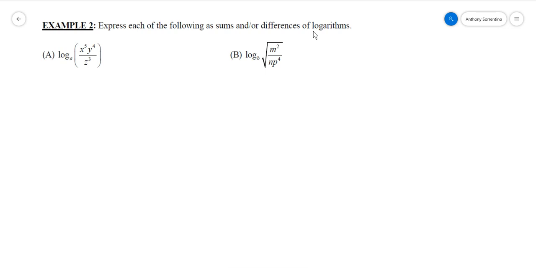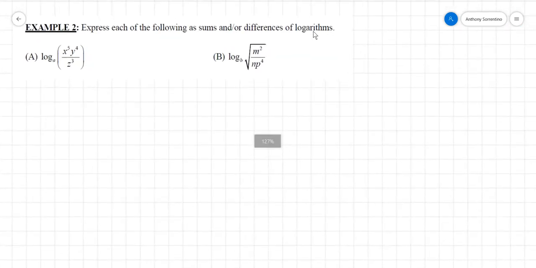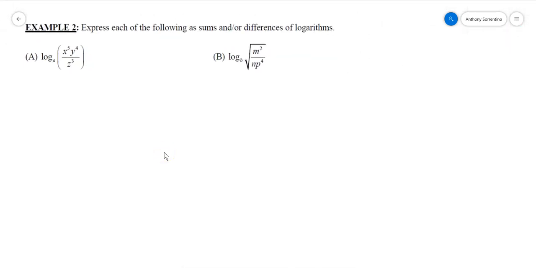If we rewrite A here, the log base A of x to the 5th, y to the 4th over z cubed. I first notice I do have a quotient, and so I have x to the 5th, y to the 4th divided by z cubed. According to the quotient property, applying it in the reverse of how it was presented to me, I can rewrite this as log base A of x to the 5th times y to the 4th minus log base A of z cubed.